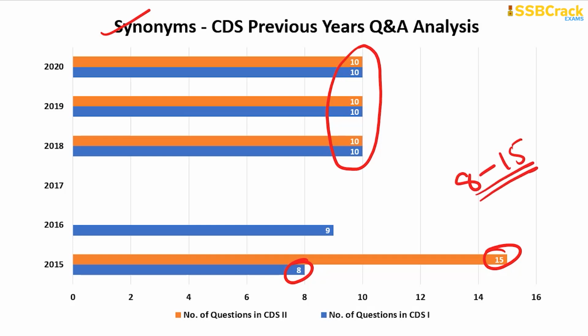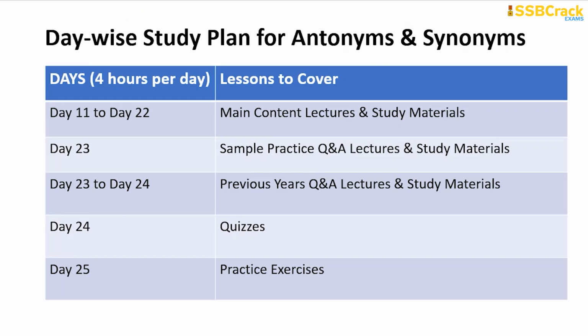Okay, so now we will see what will be the study plan for both of these topics taken together, giving 4 hours per day. Day 11 to day 22, you can complete all the long lists of antonyms and synonym words that I have given in the main content lectures. You will also need to go through the study materials and learn those words up with their antonyms and synonyms.